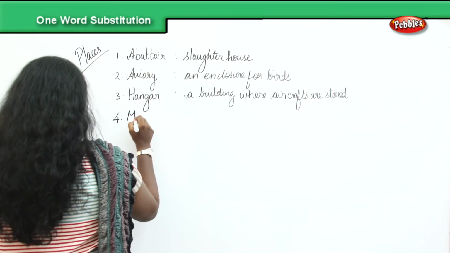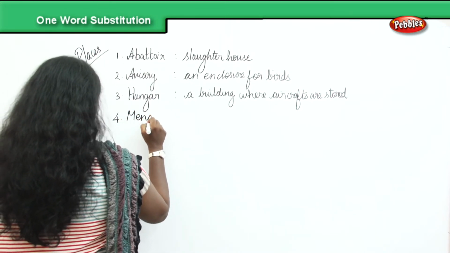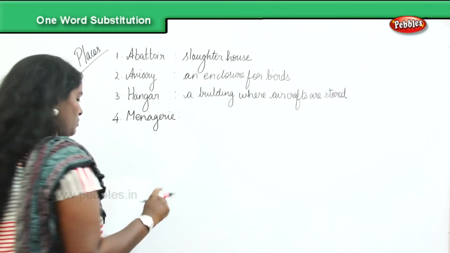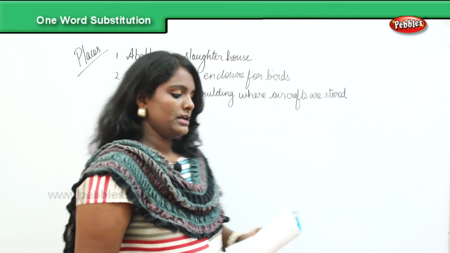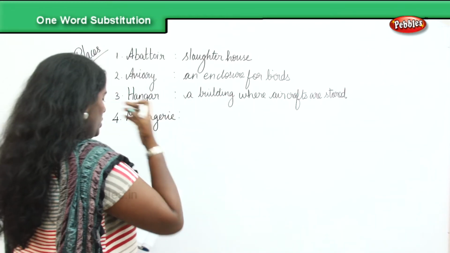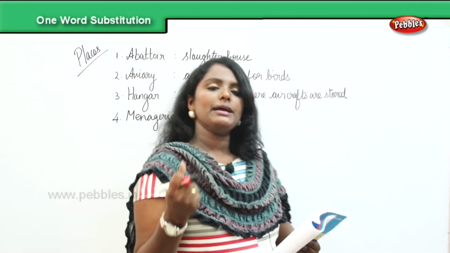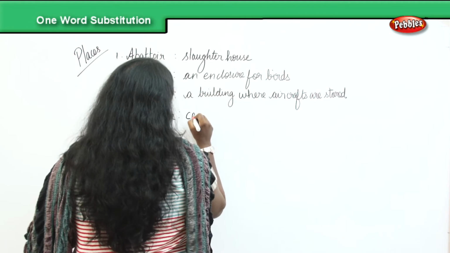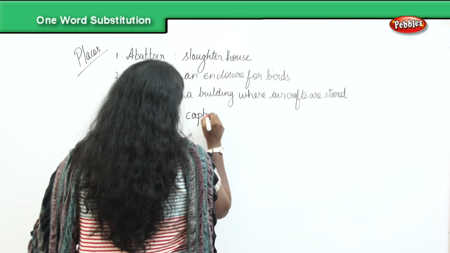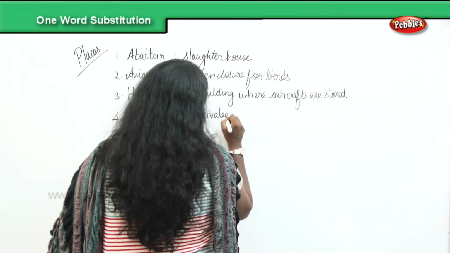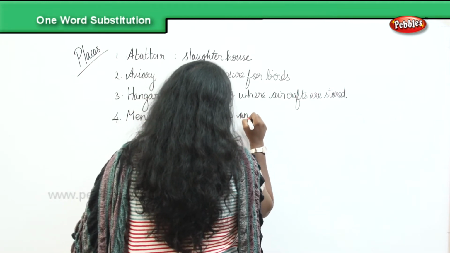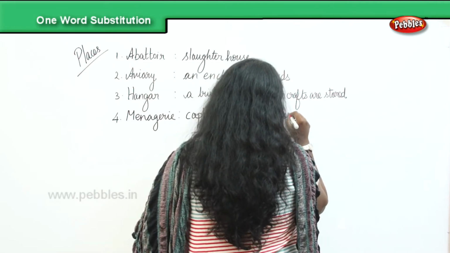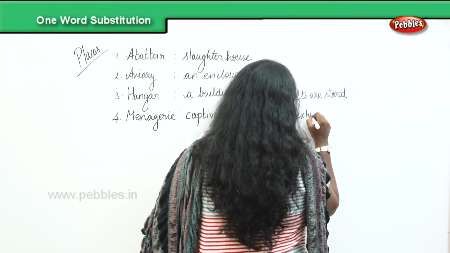The next word is menagerie. What is a menagerie? It is nothing but a place where animals are kept in captivation for exhibition. So I'm going to write it as captivated animals for exhibition.